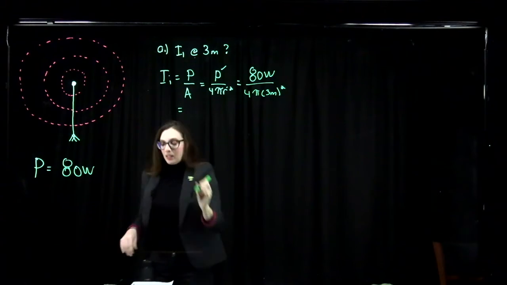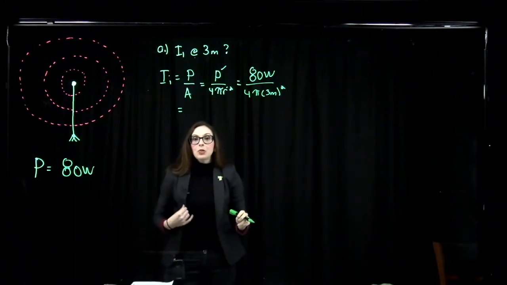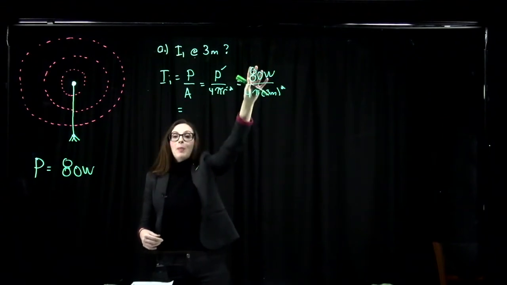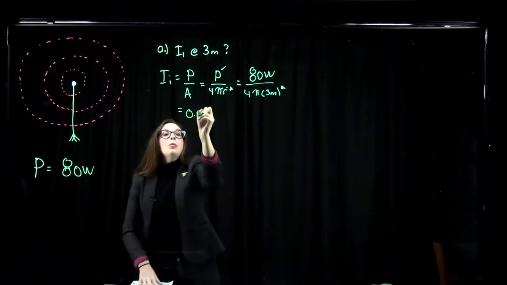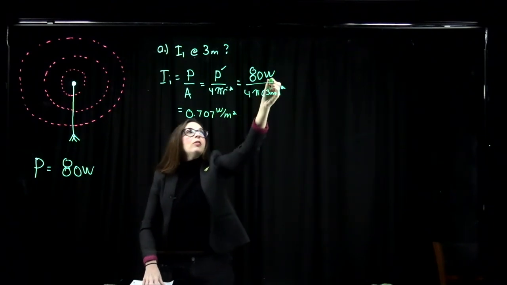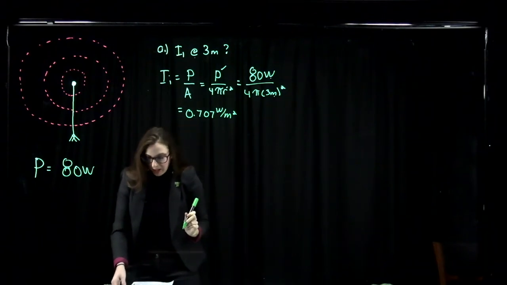So the intensity of sound at 3 meters from our source, if the power output of our source was 80 watts, is equal to 0.707 watts per meter squared. We've got the watts here, we've got the meters squared, so those are our units for intensity, okay?